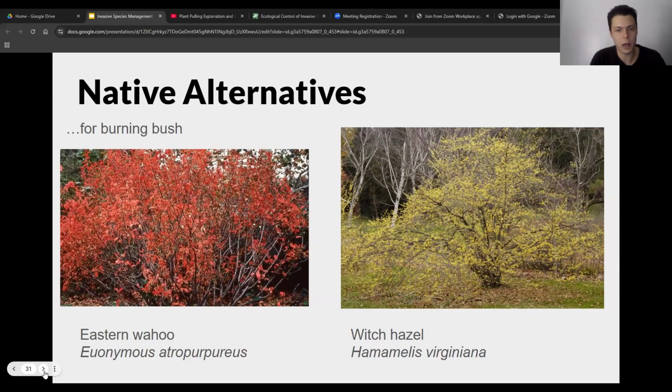Witch hazel, another phenomenal one. Someone in the chat was talking about how theirs is blooming. One of the only plants that blooms in the fall or winter in Northeast Ohio. So cool.